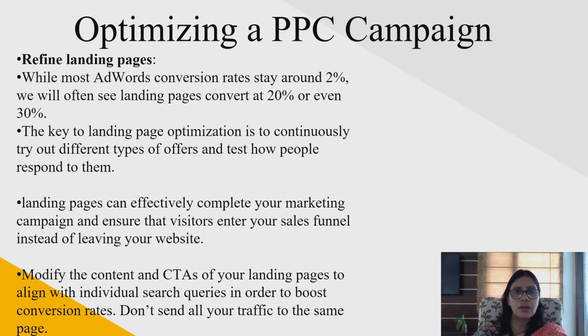Then another important aspect of PPC is the landing page, which also matters a lot. The first line of the slide says that while most AdWords conversion rates stay at 2%, we will often see landing pages convert at 20% or even 30%. That means when you click a particular ad, there are only 2% chances that the person would end up buying something. But if a person comes to the landing page, the conversion rate is as high as 20% to 30%. So the key to landing page optimization is that you need to continuously update it.